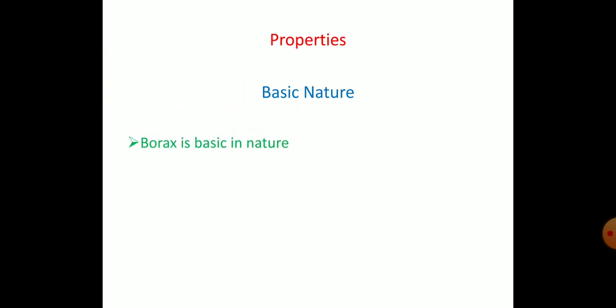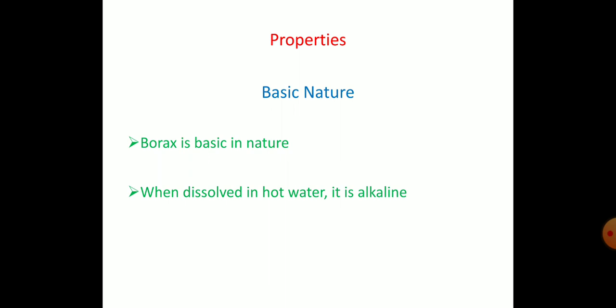So with this, the preparation of borax is over. Now let us move on to the properties of borax. There are 4 properties given in your textbook. Let us see them one by one. The first chemical property we are going to see is basic nature. Dear students, generally borax is basic in nature. Na2B4O7, borax, is basic in nature. But when it is dissolved in water, here it is given hot water, when dissolved in hot water, it is alkaline.